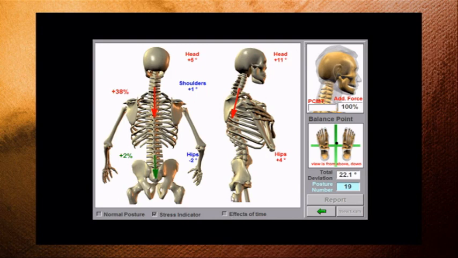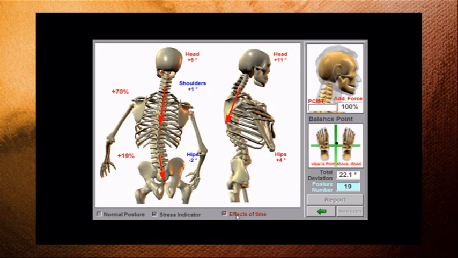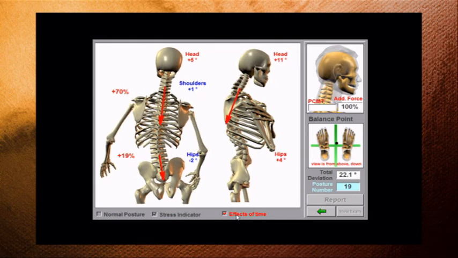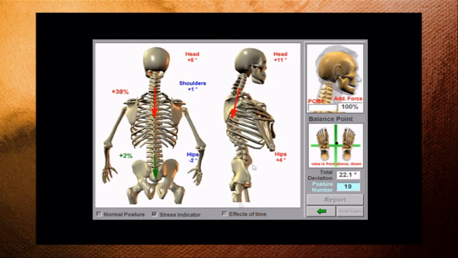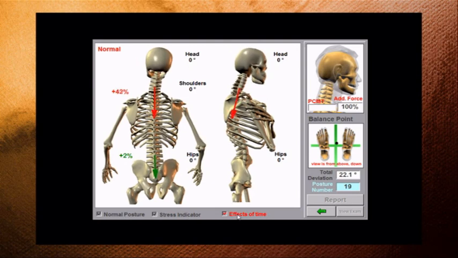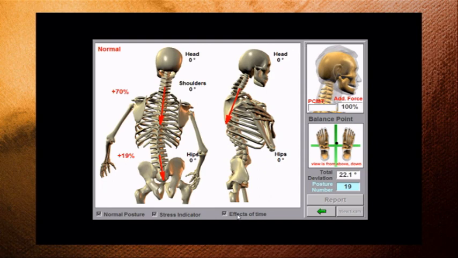And you simply do that by clicking on the effects of time button, and we'll see the posture degenerate. And you can reset and re-show this animation so the patient really gets the full impact. These red arrows, again, these are muscle tension forces, and you'll see in normal they're short and green, and in an abnormal posture they lengthen and become red for danger.